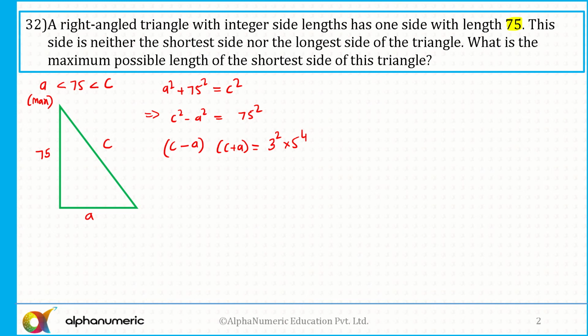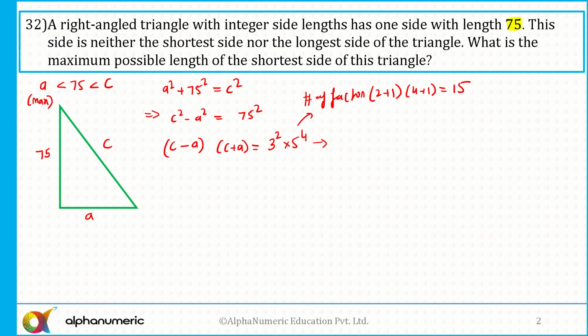One of the ways is to list down all the possible factors, that is, the different ways in which 75 square can be written as a product of two positive factors. To make things easy, let's list down all the factors of 75 square. A total of 15 factors will be there. We know the number of factors: the power of 3 is 2, so that is 2 plus 1, and the power of 5 is 4, so that is 4 plus 1. So a total of 15 factors.